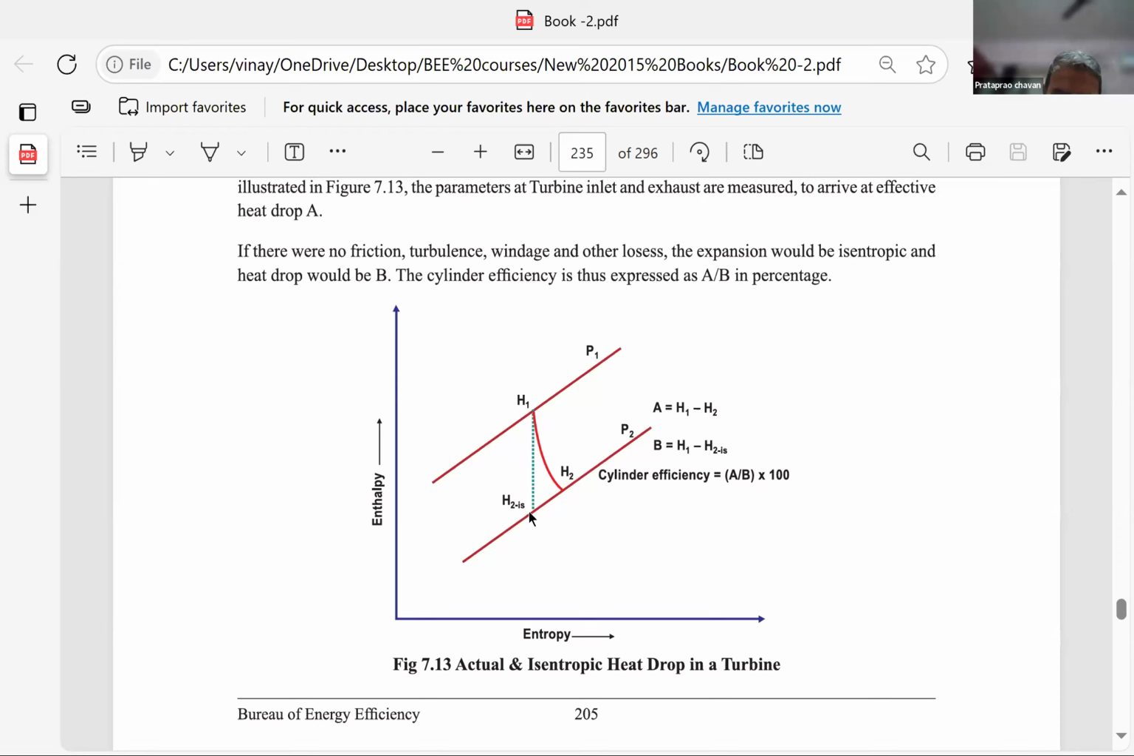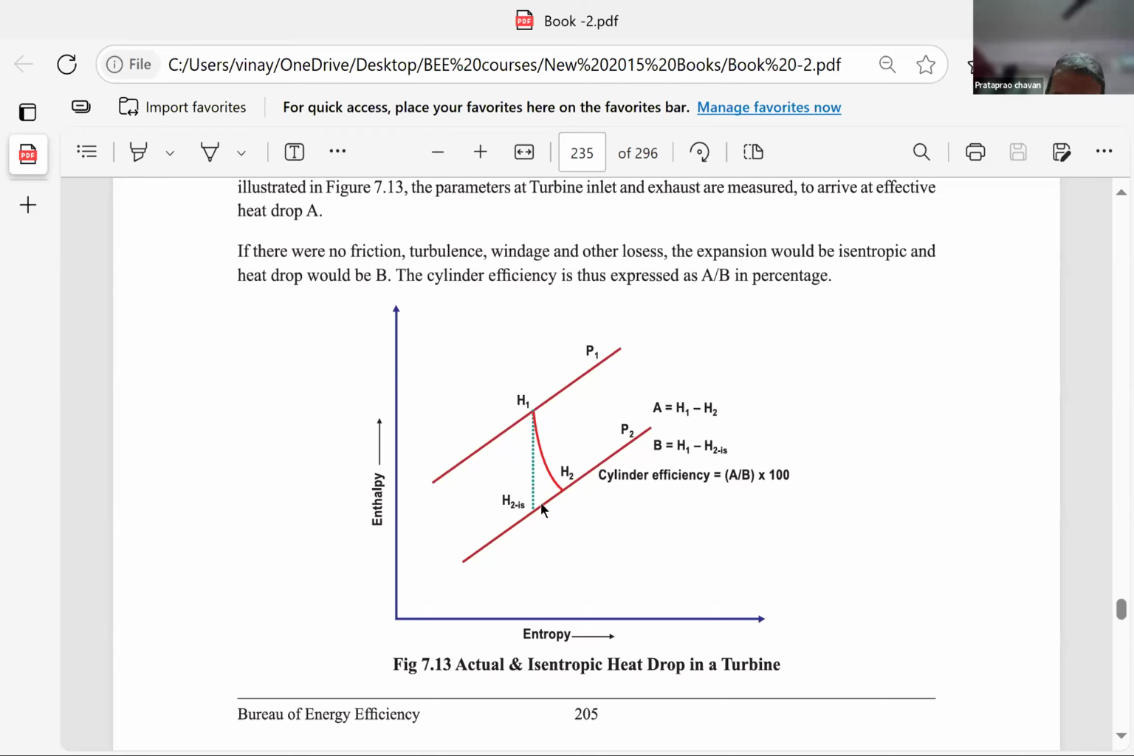H1 minus H2, isentropic rather, isentropic, not isometric. So this value, look at it again, if you draw a perpendicular from this, it will be the value of total heat. This will be the actual value, this will be the theoretical value. So this gap between the actual and theoretical indicates the efficiency.